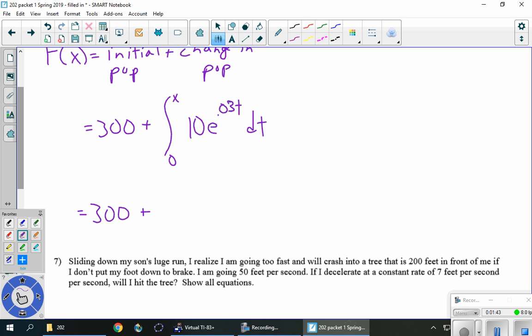Okay, we're interested in an antiderivative here. This feels like a u substitution to me. We're going to let u equal the power, 0.03t. And then we'll take a derivative, 0.03 dt, and then we'll solve for dt. So it's du over 0.03.